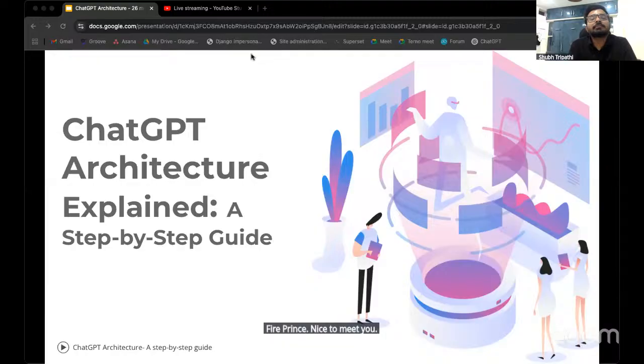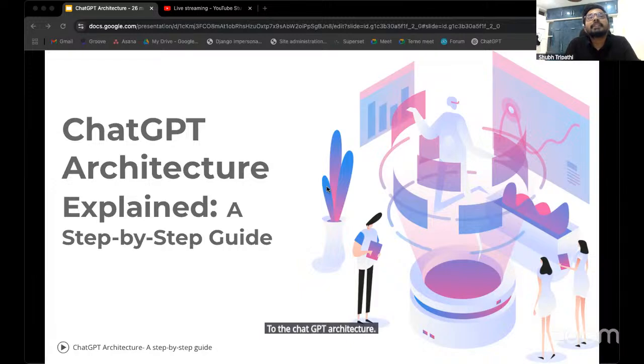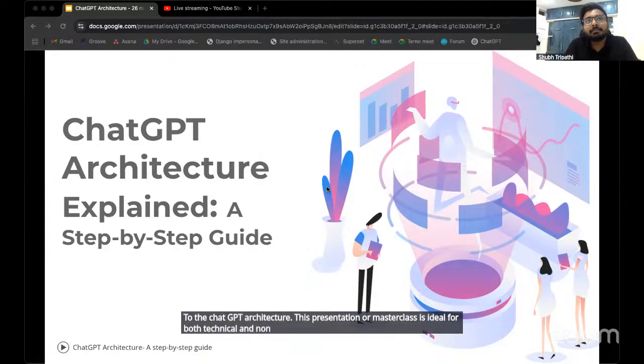Okay, let's start then. So today we'll be covering the ChatGPT architecture in detail. We'll cover everything in a step-by-step manner. We will start from the very basics of machine learning and we will jump on to the ChatGPT architecture. This masterclass is ideal for both technical and non-technical persons because we explain everything from scratch, from the beginning. Although there will be a little math involved, believe me, you will get everything.